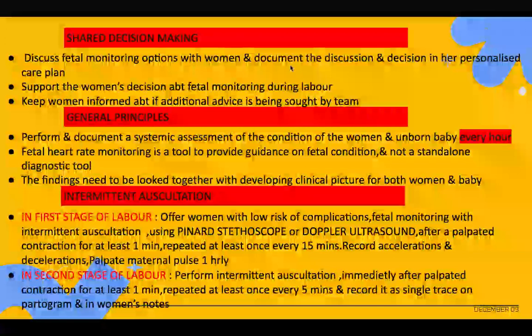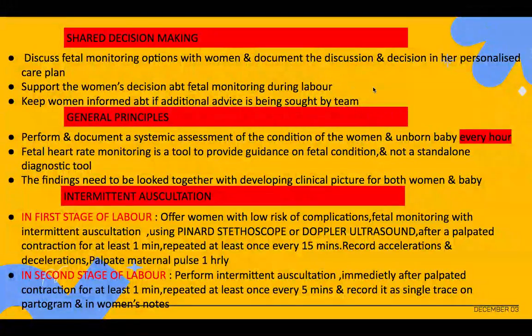Even many students fail the MRCOG Part 3 because they feel that the patient is asking for something which is not good for her. Okay, keep the woman informed if additional advice is being sought by the team. Whenever there is information which has changed, you have to tell the patient that, yes, now we are managing another plan for you. So general principles: perform and document the systematic assessment of the condition of the woman and unborn baby.